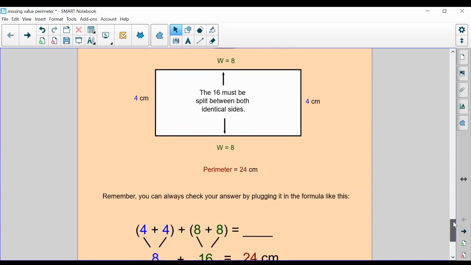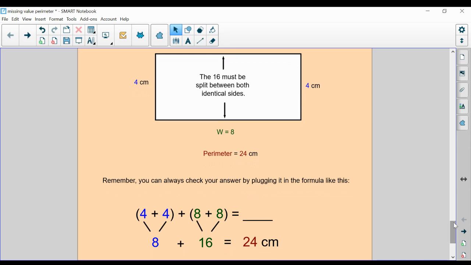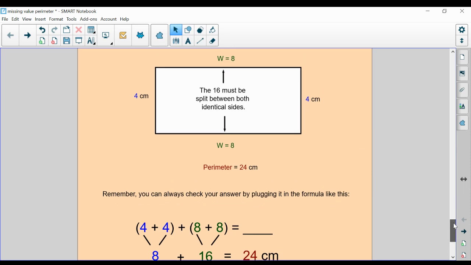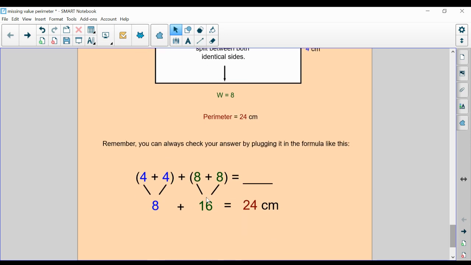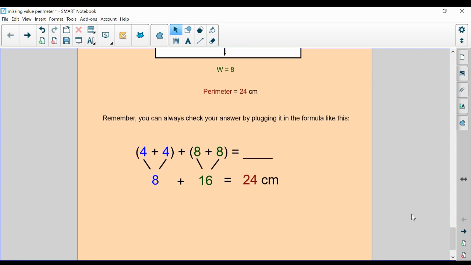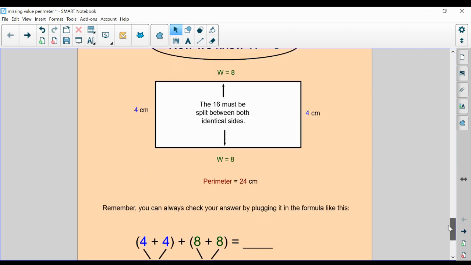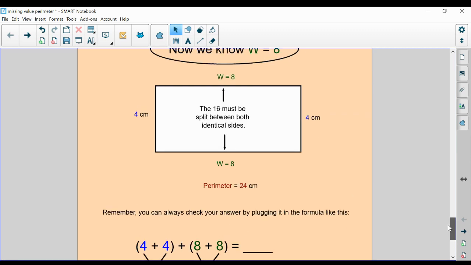You can always check your answer too by plugging all the numbers into the formula and seeing if you come up with the correct perimeter of 24. So 4 plus 4 is 8. 8 plus 8 is 16. 8 plus 16 does in fact equal 24. If it didn't, then you know that you must have made a mistake somewhere down the line.